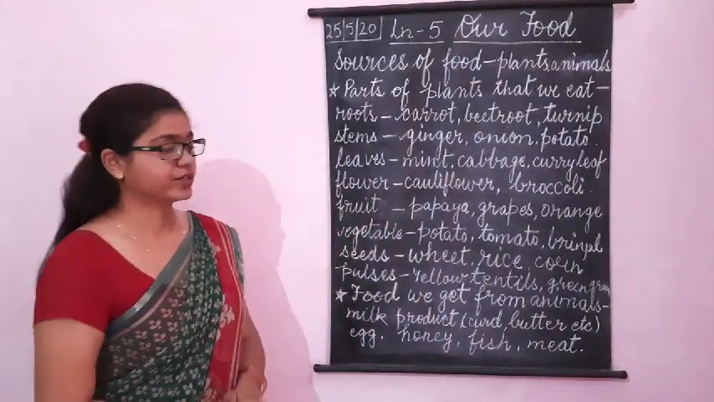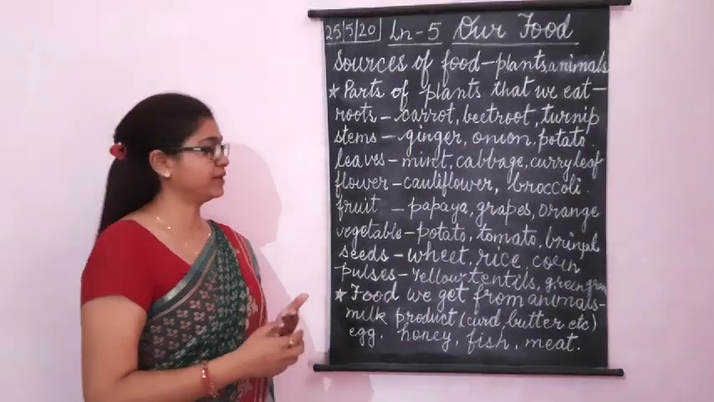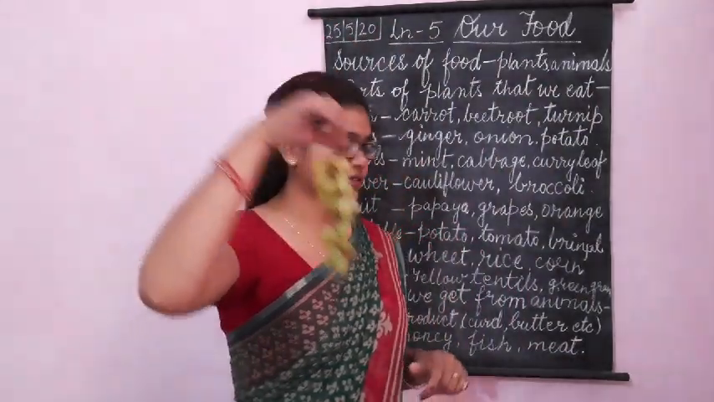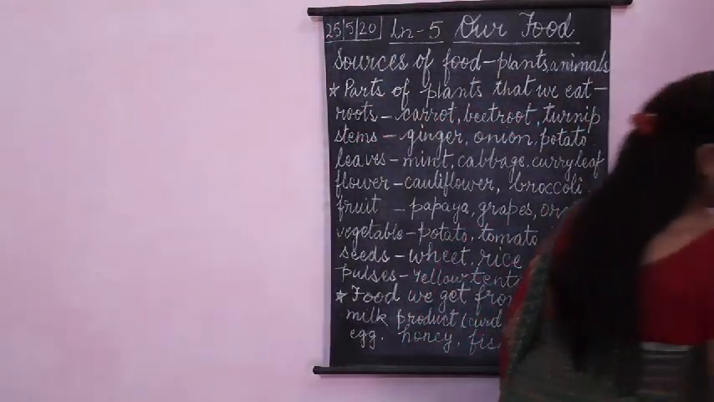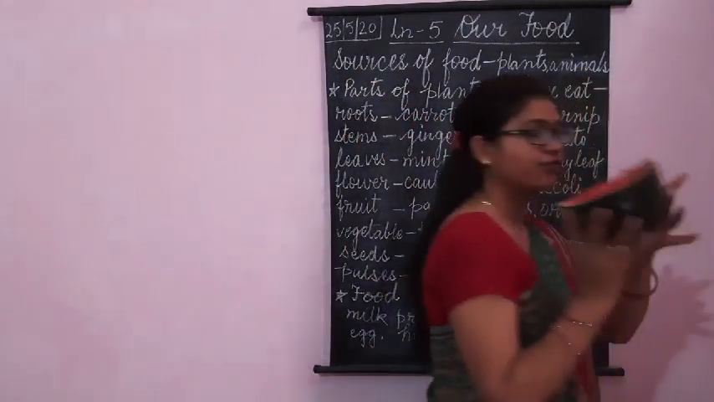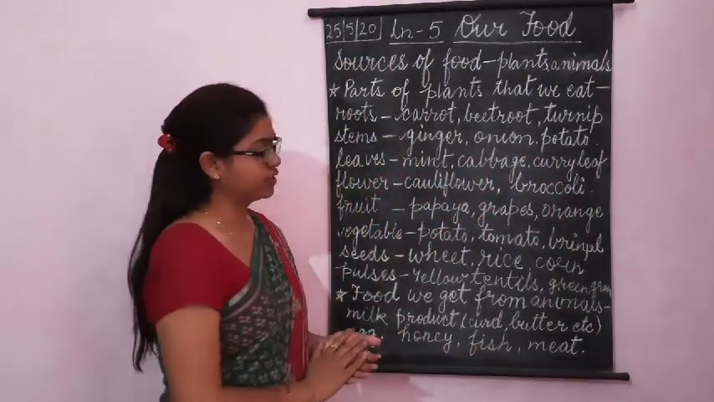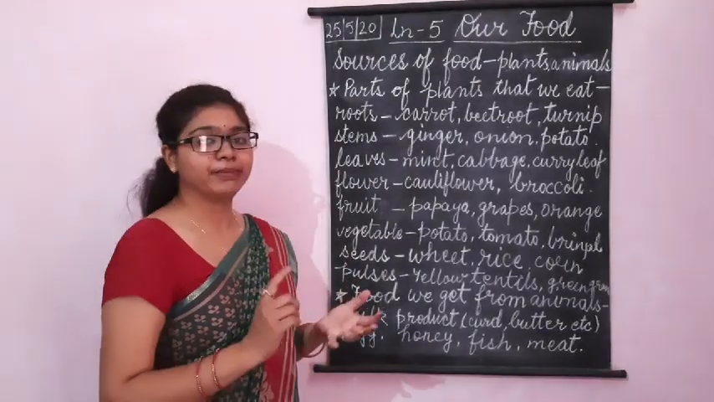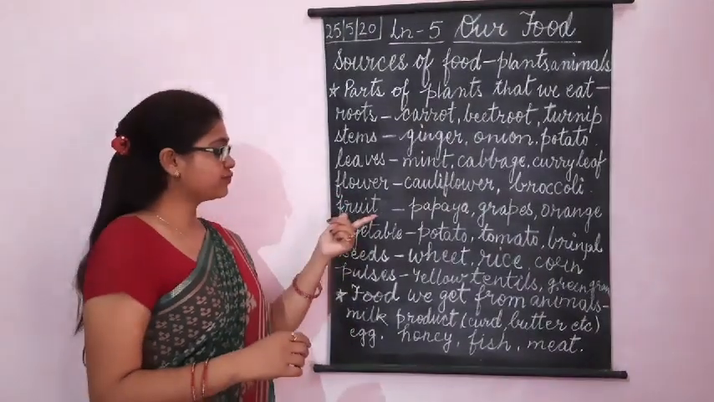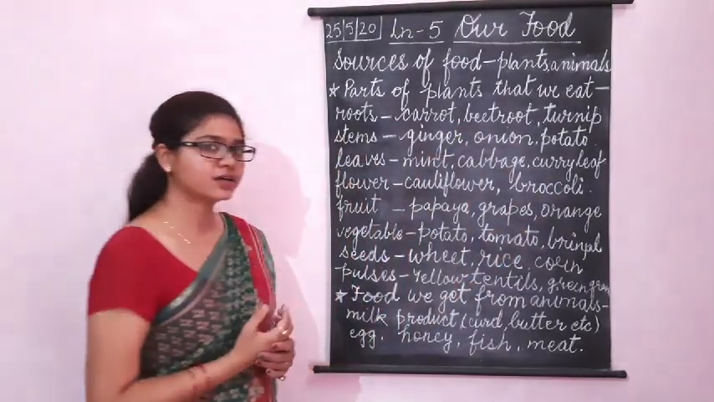Next one, fruit. In a plant, the fruit part you can eat. What will come in a fruit? Grapes, papaya, watermelon, muskmelon, orange, apple, banana, chiku, many are there. So many fruits are there.